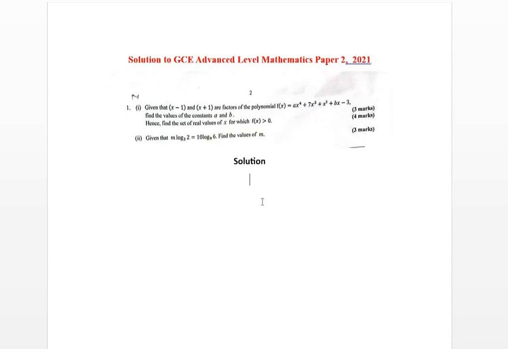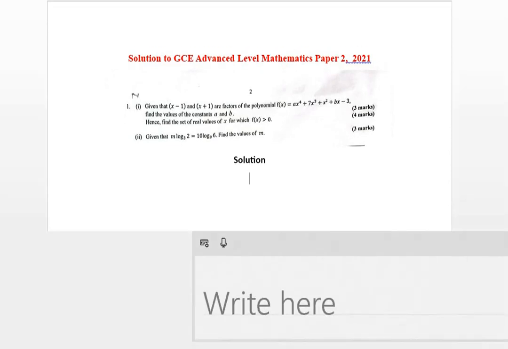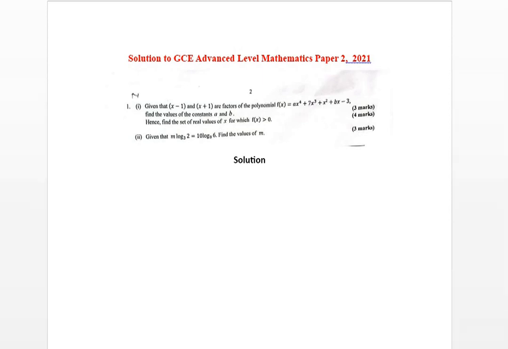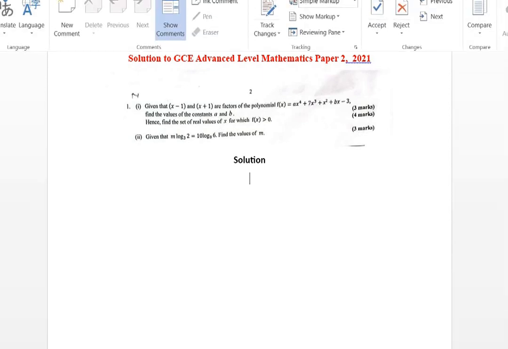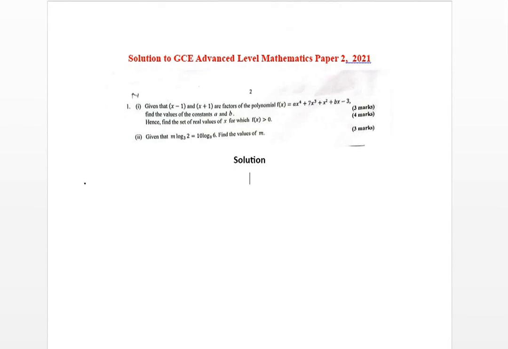Given that x minus 1 and x plus 1 are factors of the polynomial, as you can see, find the values of the constants a and b. Now, if they are factors, we have x minus 1 equal to 0, which implies x equal to 1. So we obtain f of 1. If it's a factor, it means the remainder is 0. So f of 1 equal to 0.